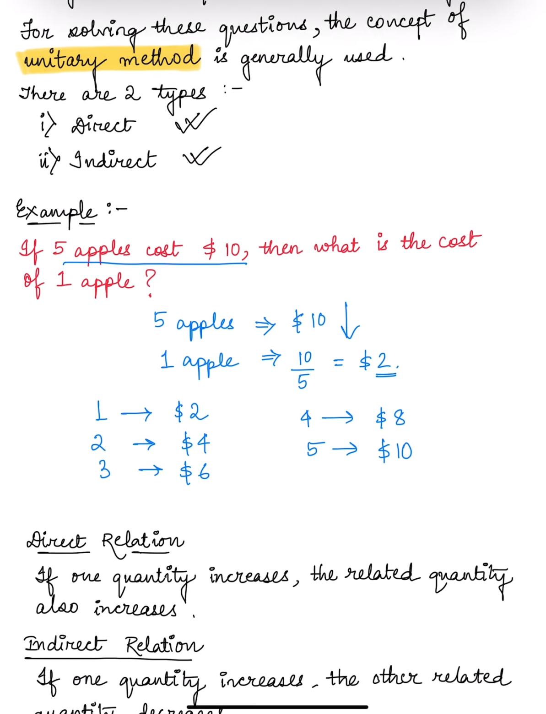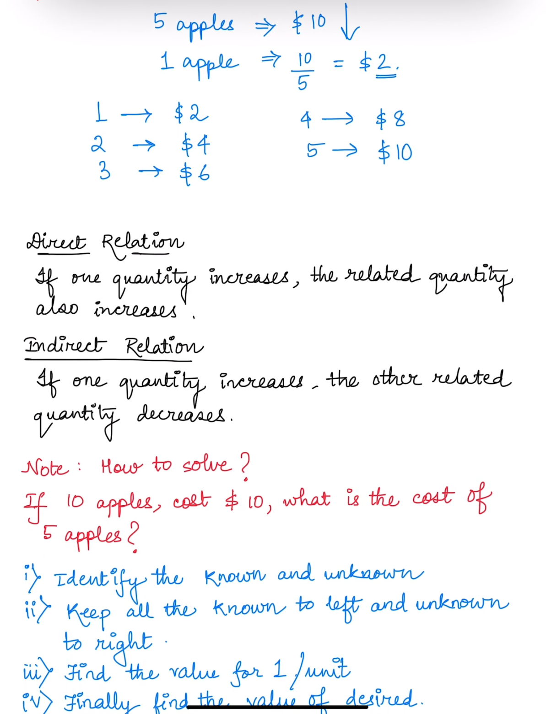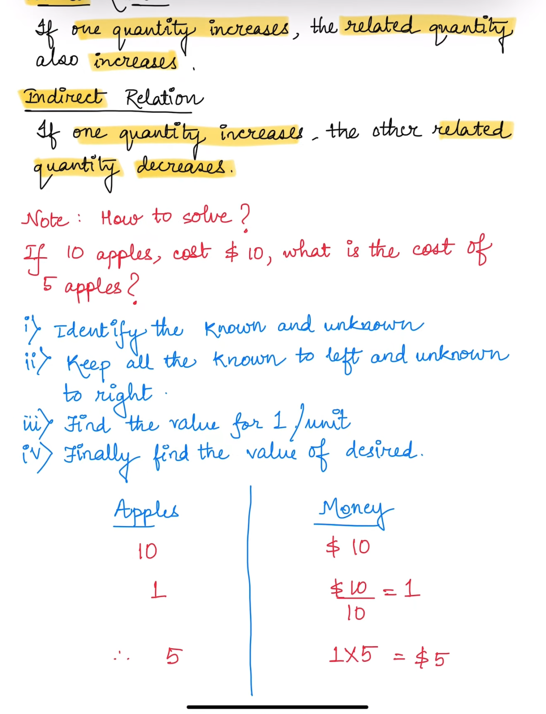Now moving on to the direct relationship. The first is that if one quantity increases, the related quantity will also increase, and that's the direct one. And for indirect, if one quantity increases, the other quantity will decrease. The next important thing is how do we solve these types of questions? Let's look at a question: if 10 apples are costing $10, then what's the cost of 5 apples?